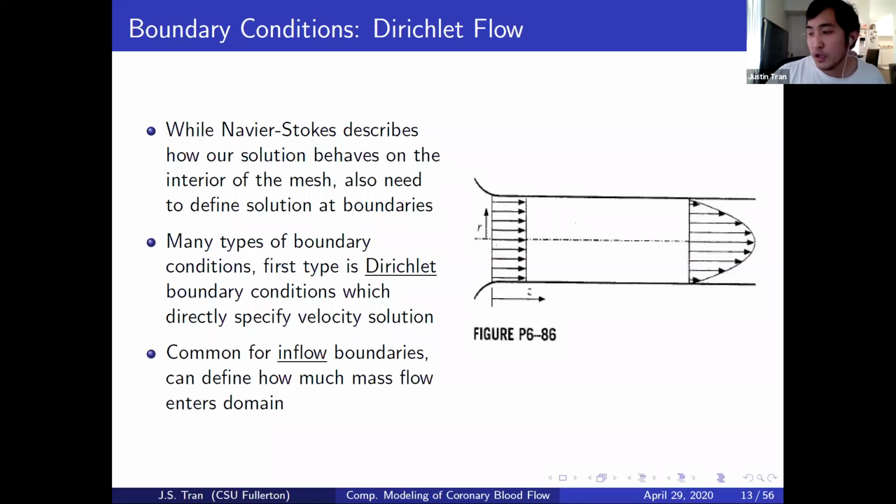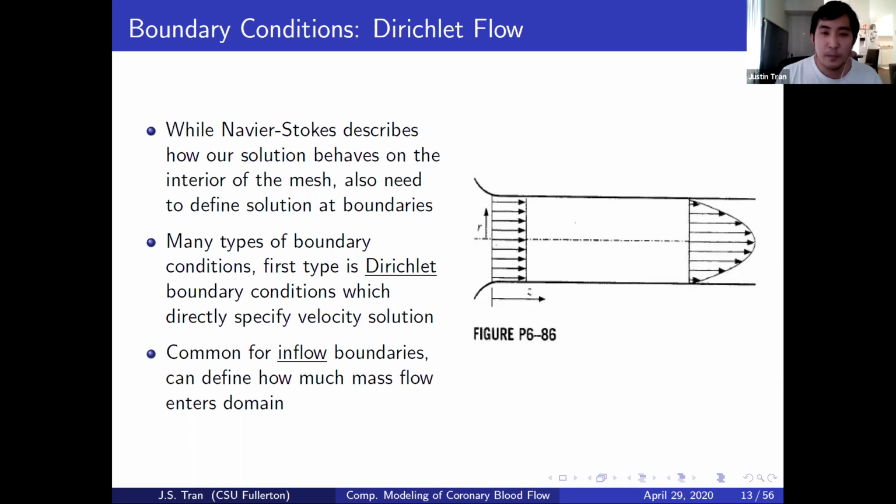So if we're solving the equations of fluid mechanics, our solution variable is going to be velocity. So a Dirichlet boundary condition will be any kind of boundary condition that supplies the velocity of our solution. In blood flow simulation, this takes two different forms. We can either directly supply the velocity itself, or another popular form is that we can directly specify the mass flow rate. In 410, that's kind of what we did on Tuesday when we did Fluent.